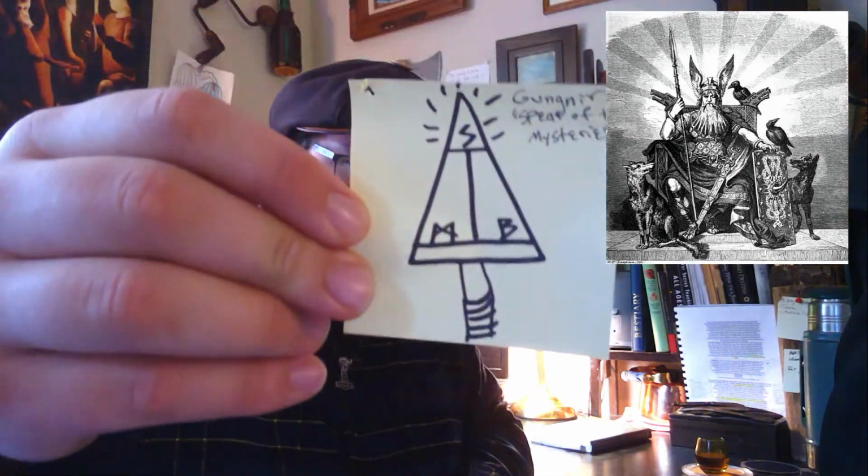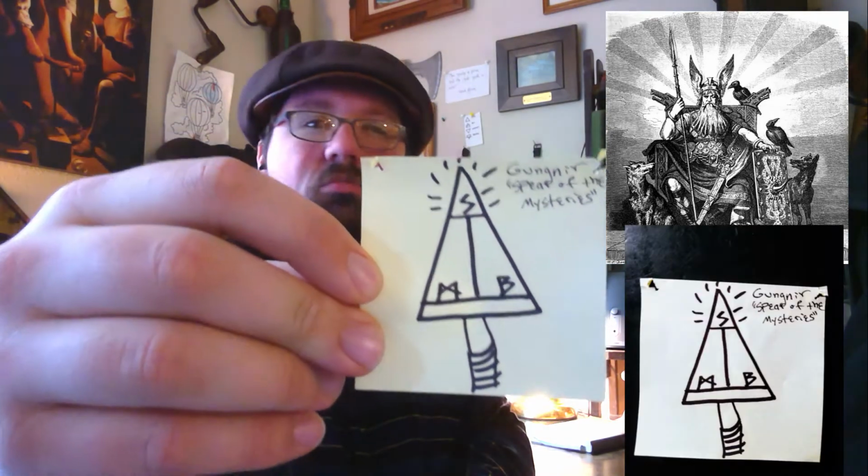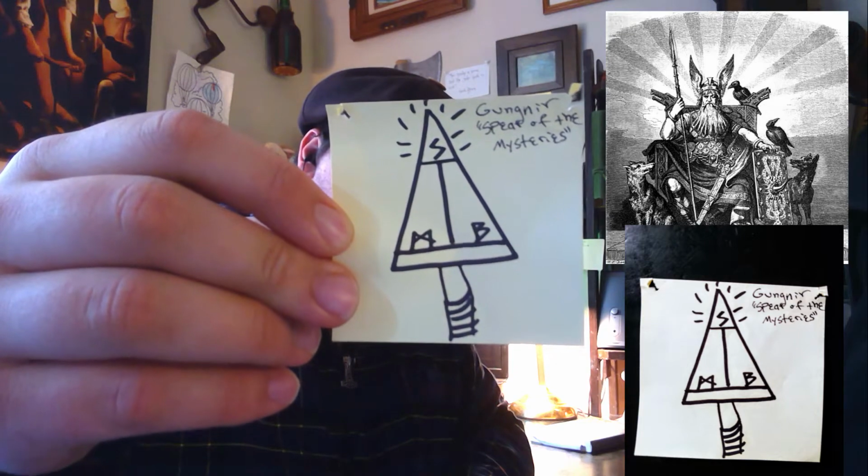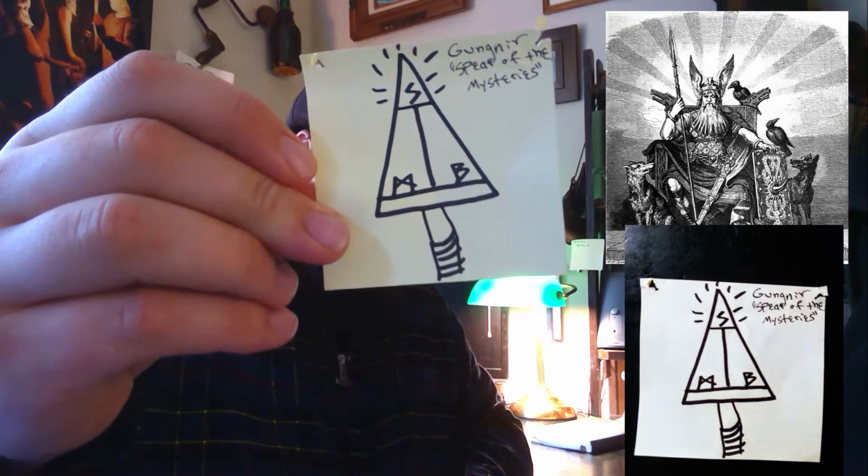That's their symbol. Ours is the Gungnir's. Okay, well, I'm just going to show it to you. This is a very simplistic version of it, but this is essentially what it is. This is the Spear of the Mysteries.